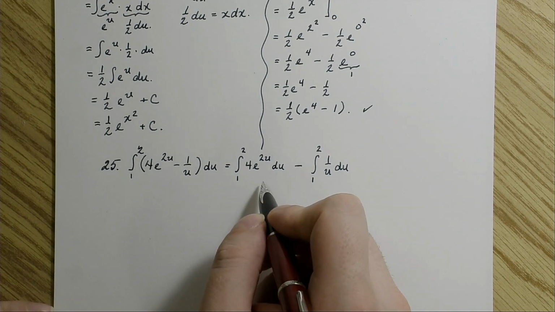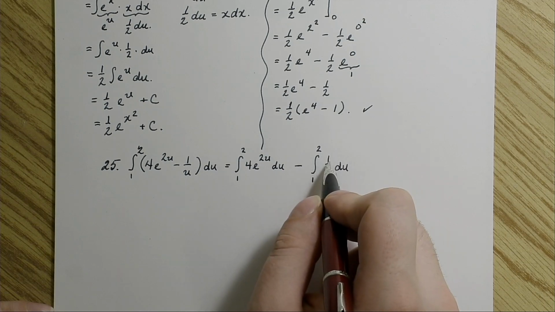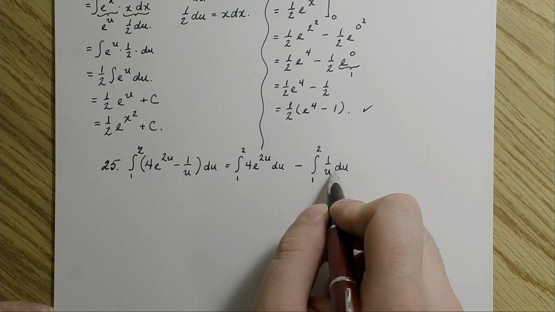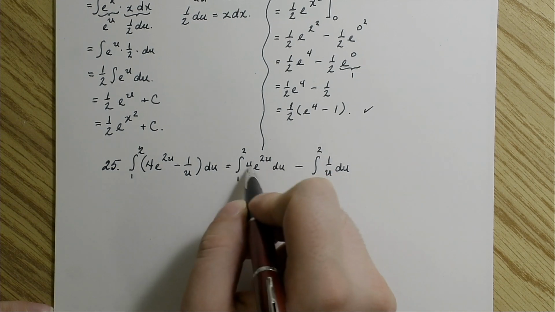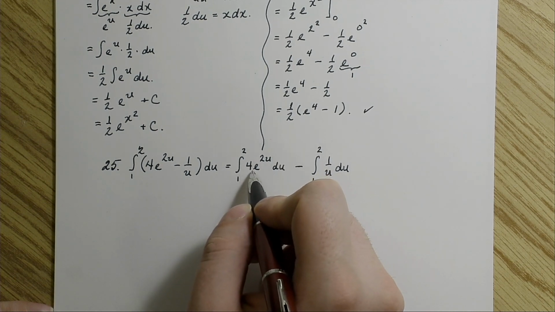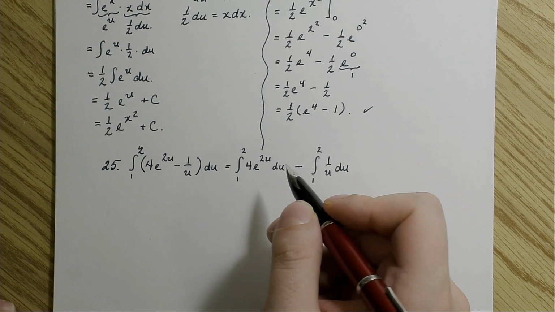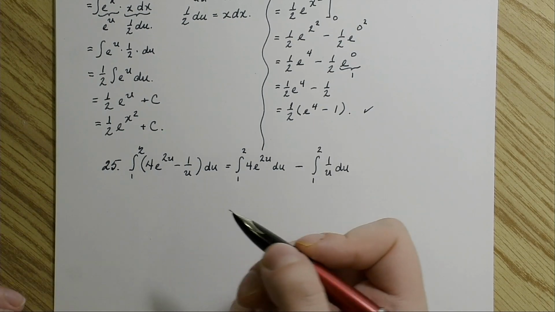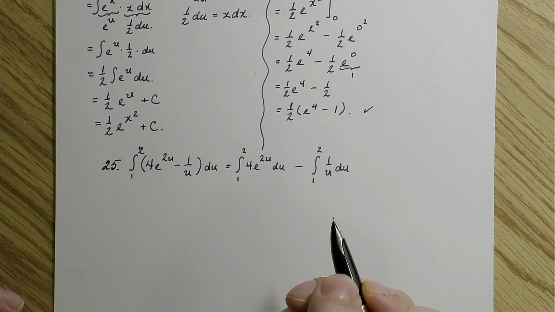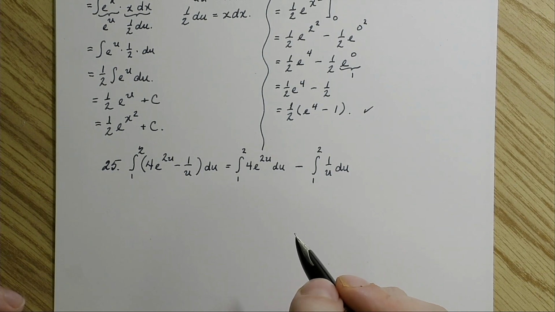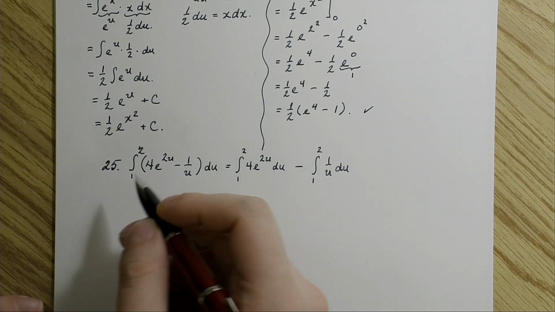Okay, so this one is fairly easy to calculate because 1 over u is one of our rules. It's ln x. The more difficult one is this one right here, the integral of 4e to the 2u du. And they're being sneaky at this point because they've used our u's. That's what we usually use for our substitution.